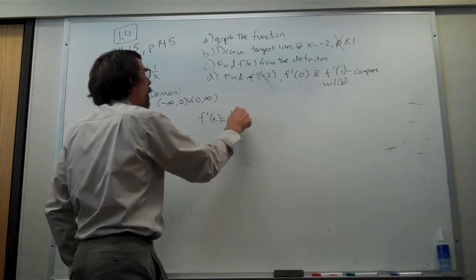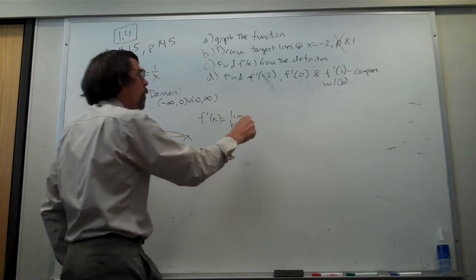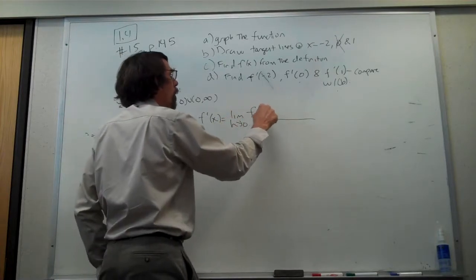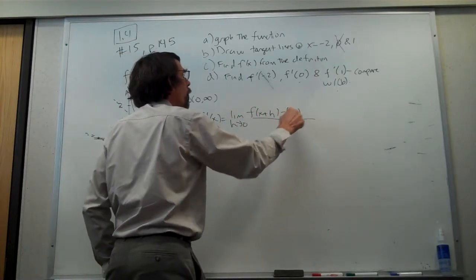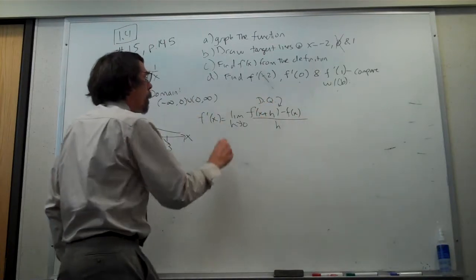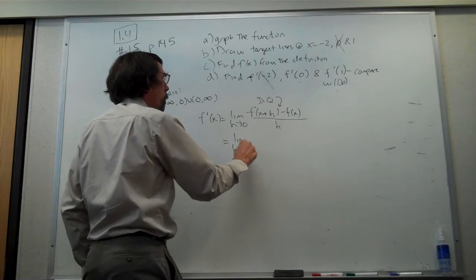So we've got to find the limit as h goes to 0 of that difference quotient. What's the difference quotient part? That's f of x plus h minus f of x, over h. So this is called the difference quotient. And this is a messy one.